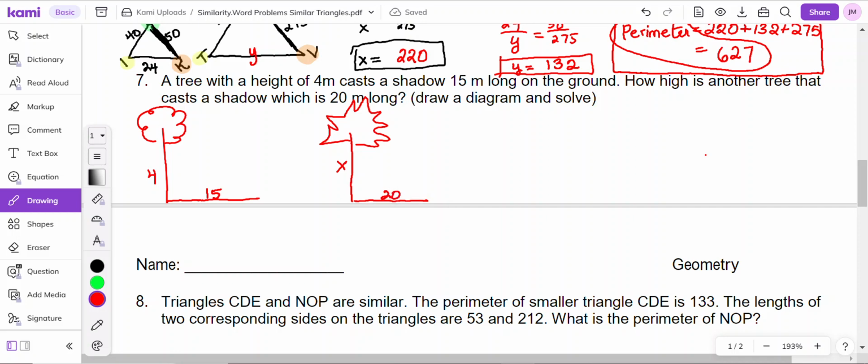It's pretty simple to set up your proportion. How do you guys feel about this problem? Easy peasy. Okay, so I would write my proportion 4 over x equals 15 over 20. Okay, and then I would solve.